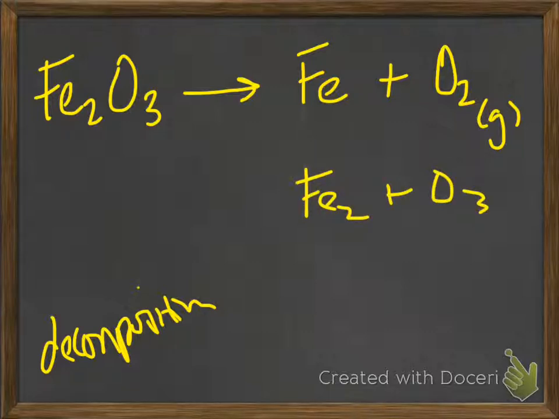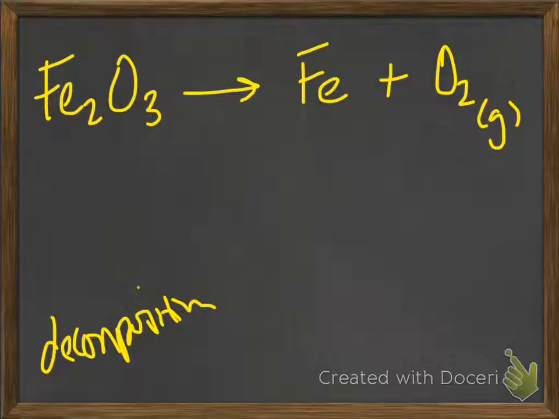So what some people wanted to do was write, oh, this breaks up into Fe2 plus O3. No. It's not going to decompose into some sort of weird hybrid diatomic iron and an ozone molecule. It's not going to do that. So you cannot do that. What that means, of course, is that you then have to balance the equation.